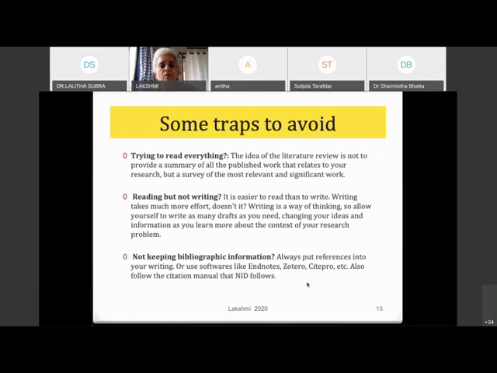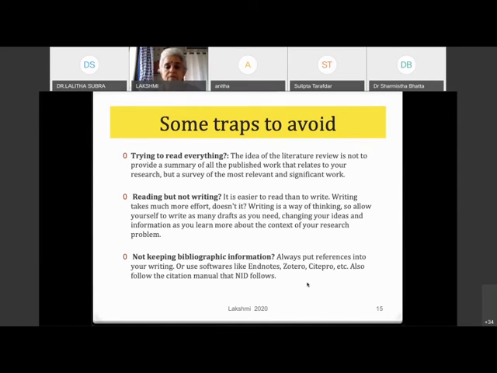Some traps that you have to avoid: one is the understanding that you're trying to read everything. So literature review is not a hugely exhaustive process. It's a very clear process, but you're looking at published work, and you're looking at the most relevant and significant work. Okay, so you develop that kind of clarity about what it is that you're going to read.